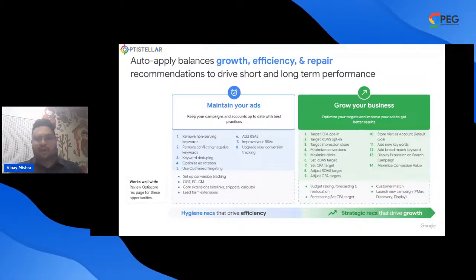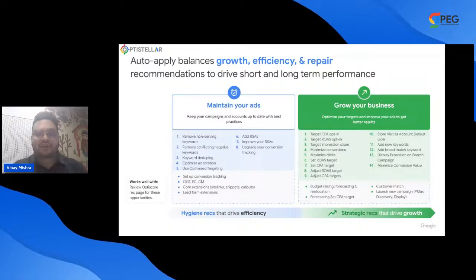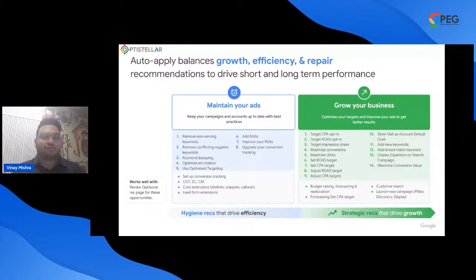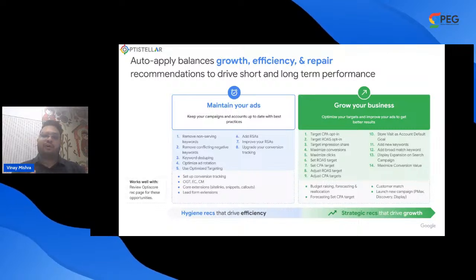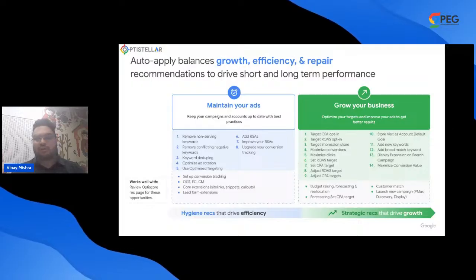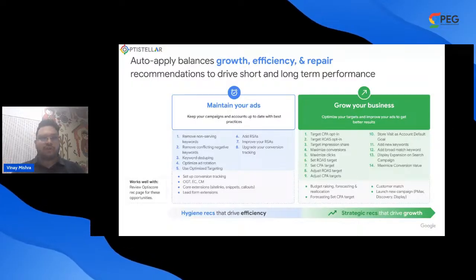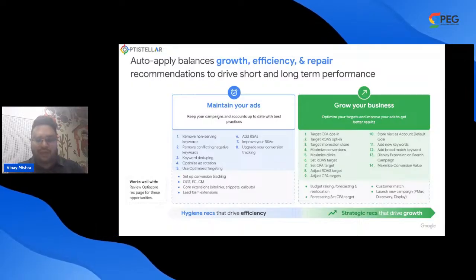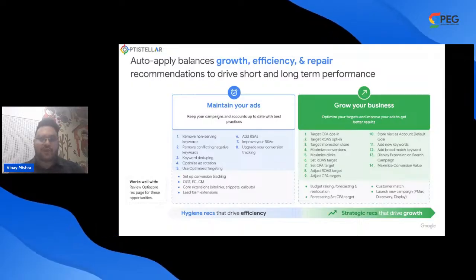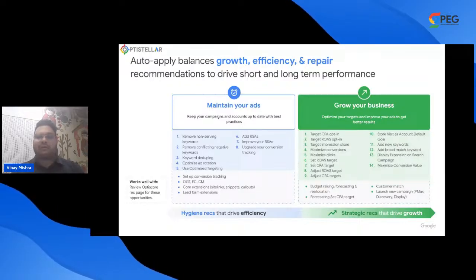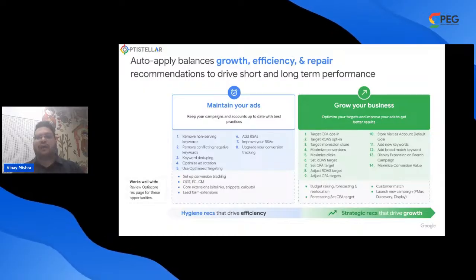On the other hand, on the right hand of the screen, as you can see, it is the stage where you're trying to optimize towards your targets and improve the results for your business, wherein you're more focused on the conversion part, or conversion value here in this case. That's where you see target CPA, target ROAS, return on ad spend, target impression share, maximize conversions, and these are the strategies that will help you drive the growth.